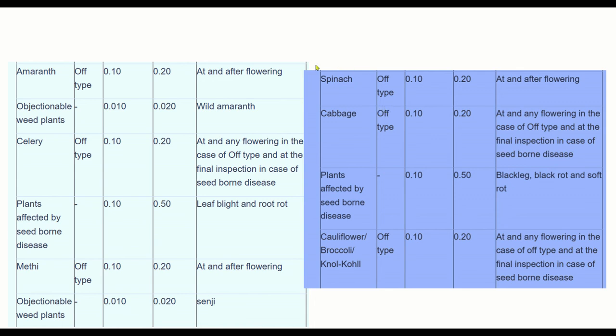And in case of spinach we have similar field standards. For cabbage also similar field standards. And for plants affected by seed-borne disease, we have to look out for black leg, black rot, and soft rot in cabbage. And for cauliflower, broccoli, and knol khol, the off type field standards are all similar to the standards given above, which is 0.1% for foundation seed and 0.2% for certified seeds.